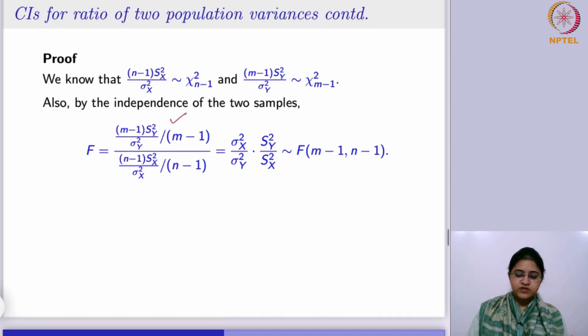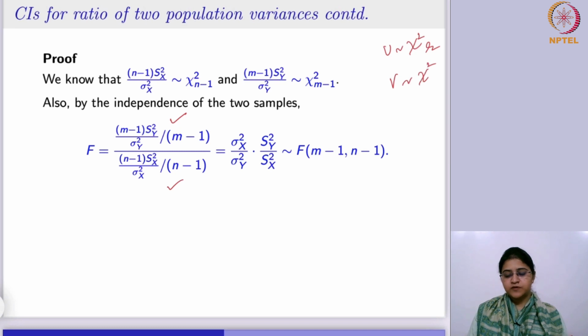So you have this first chi-square and the second is also chi-square, and you have divided by their respective degrees of freedom. If you have a random variable u following chi-square with r degrees of freedom, and v following chi-square with, suppose, s degrees of freedom, then if you divide u by r and v by s, it would follow F distribution with r and s degrees of freedom. This we know. So we are simply substituting the two chi-squares, divided by their respective degrees of freedom. Terms would cancel out, right? m minus 1 and n minus 1 would cancel out.